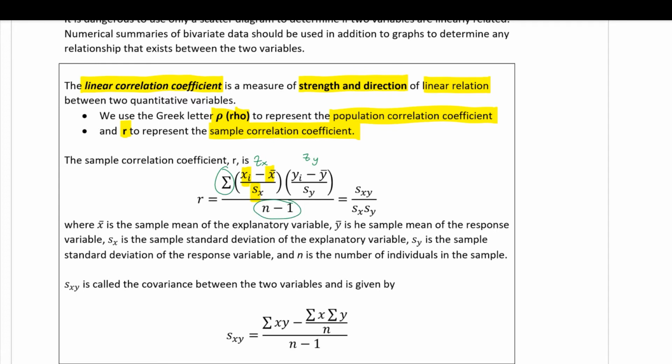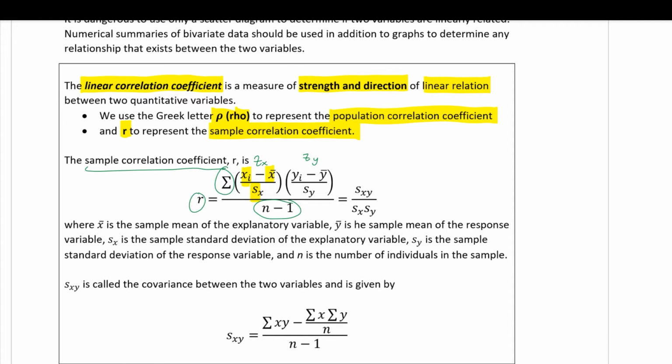Okay, you can see how that could be pretty tedious to do. And luckily, our calculator can do all this for us, because all you really need to do is insert a list for your x values, insert a list for your y values, and your calculator should be able to calculate this r value, this sample correlation coefficient.